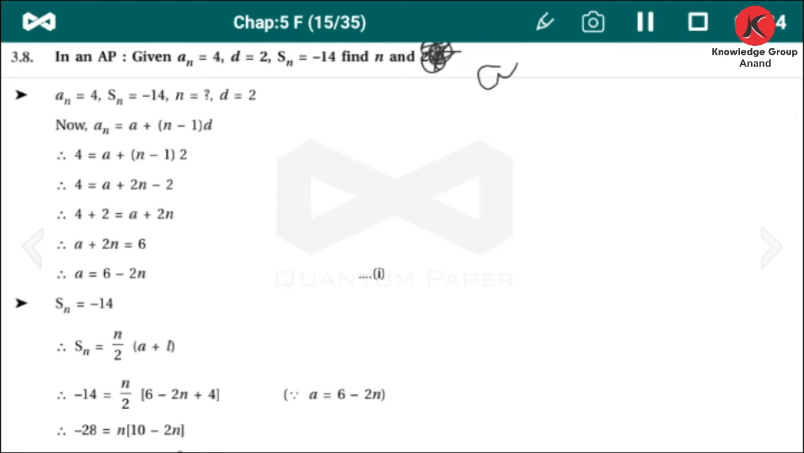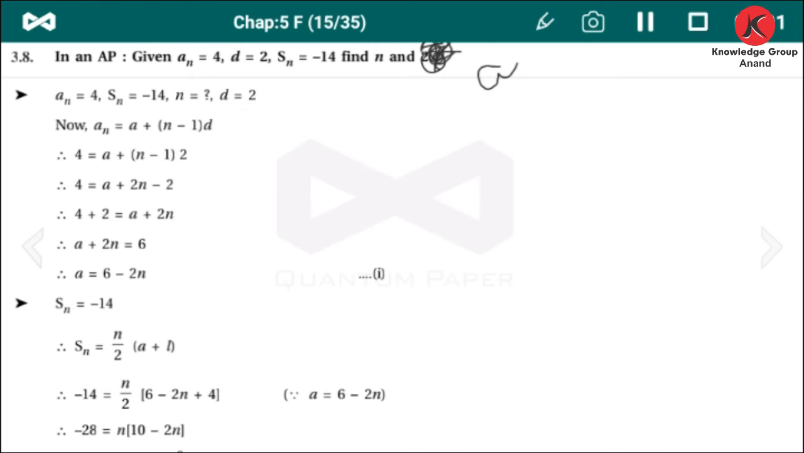Now an is equal to a plus n minus 1 into d. 4 is equal to a plus n minus 1 into 2. We use here only a, d and an. Then we get one equation: a is equal to 6 minus 2n.